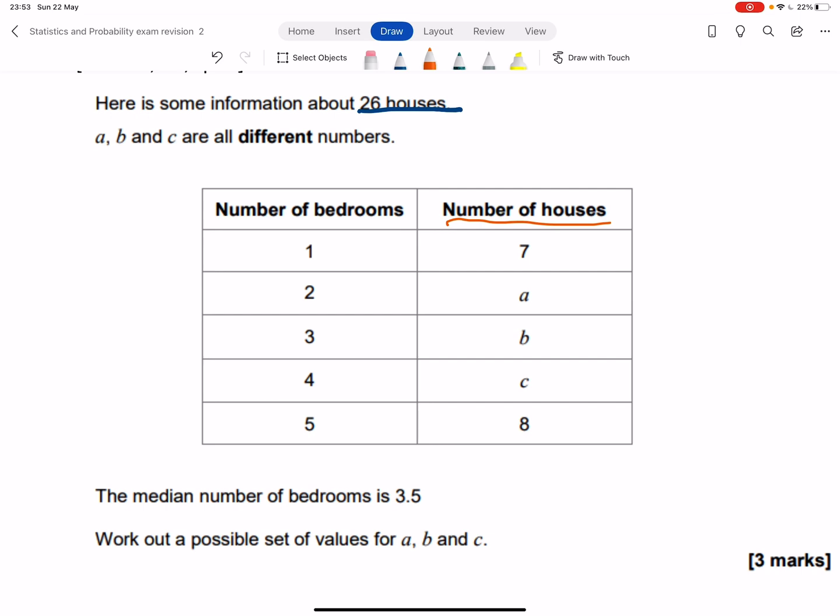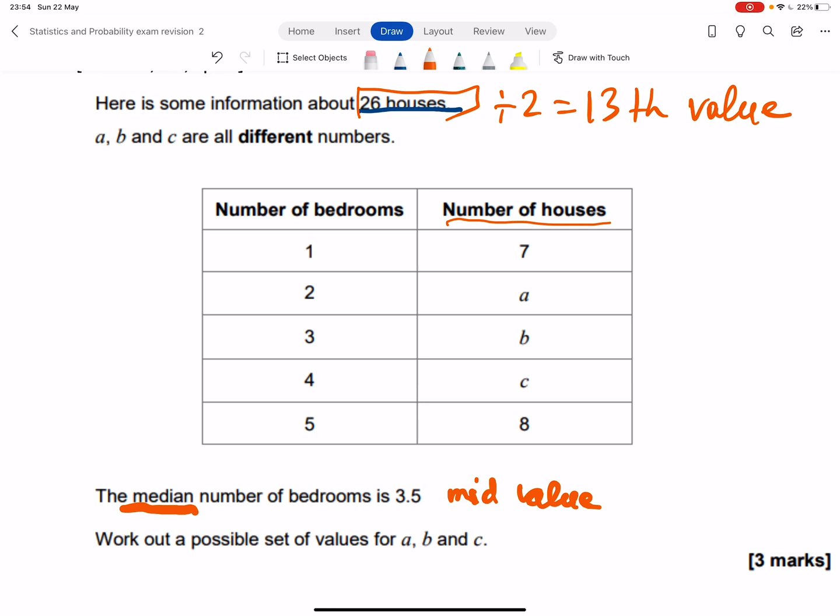This question is on the median, and the median is the middle number, the mid value. Because we have 26 houses in total, if we divide this by 2, we'll get the mid value, that will be the 13th value in the table. We know that A, B, C are different numbers. So we just add the number of houses we have already, 7 and 8, which adds up to 15. I'm going to take it from 26 houses, and that leaves us with 11 houses.